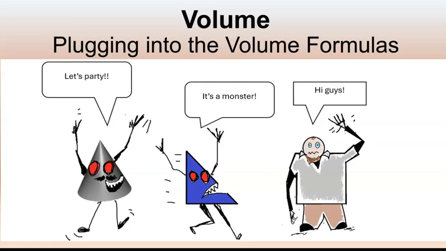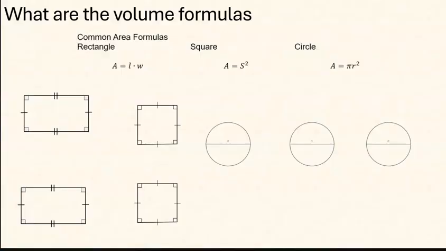Okay, let's get started. We can't talk about the volume formulas without talking about the formulas for area. Volume and area are essentially the same thing. The difference is that area is two-dimensional with a length and a width, or side squared, or the radius squared, and the volume is the three-dimensional form.